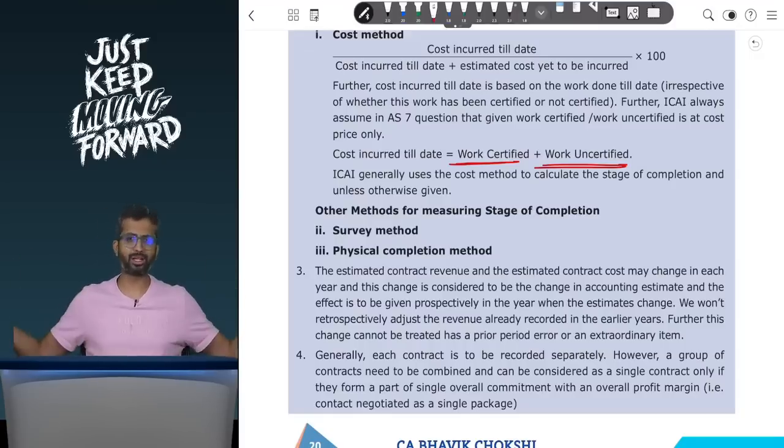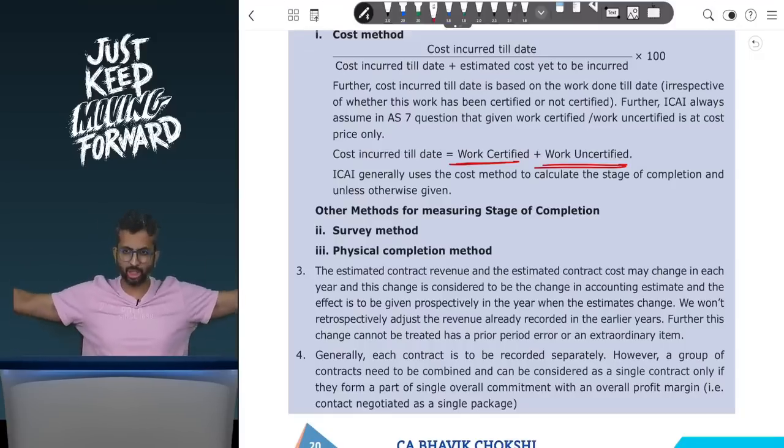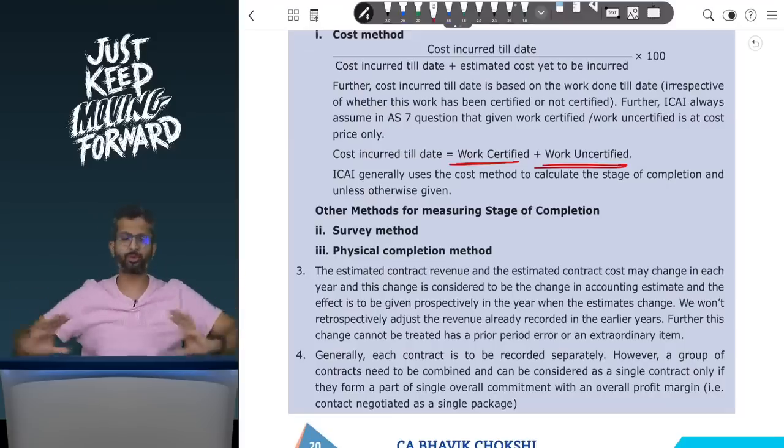Now, I might have 20 different contracts. Do I total the cost for all the 20 contracts, revenue for all the 20 contracts?